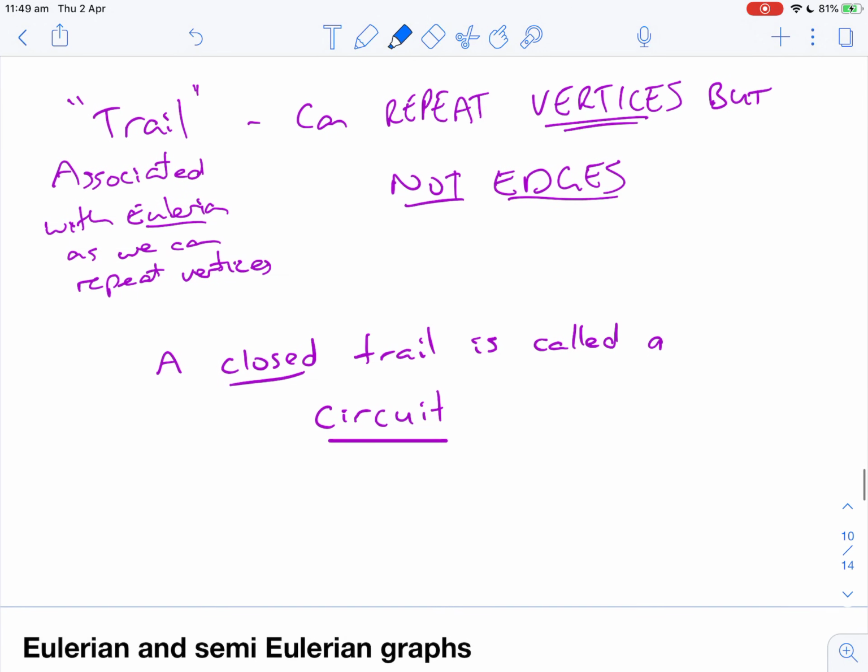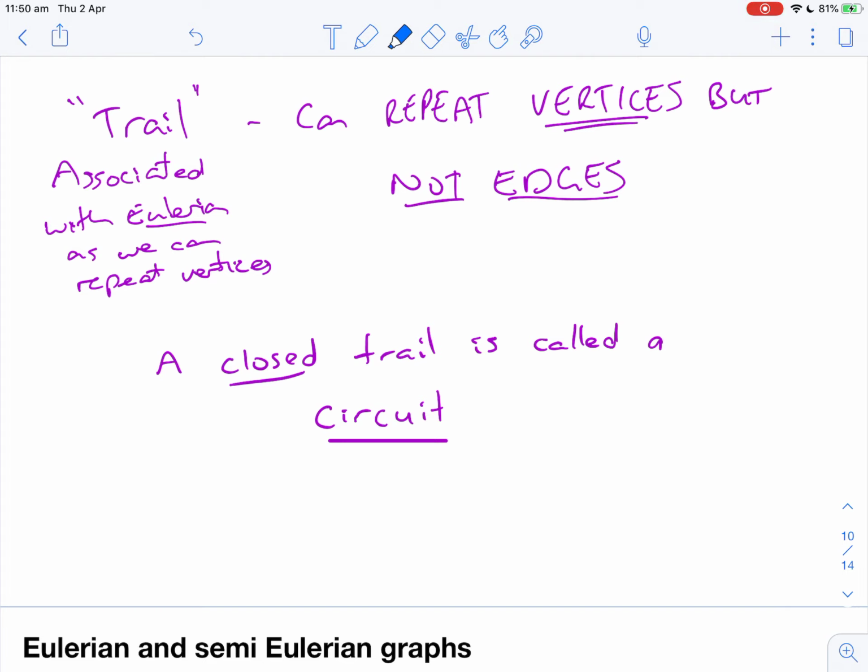Now a trail is basically a walk in which we can repeat the vertices but not the edges. And this concept is going to be important when we start talking about the concept of something being Eulerian or semi-Eulerian, and we'll get to that in a moment. And again, a trail can be closed or it can be open, so it would be an open trail if I'm starting and ending at different vertices, or a closed trail if I start and end at the same vertex.